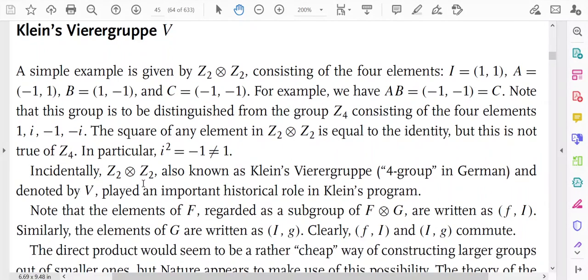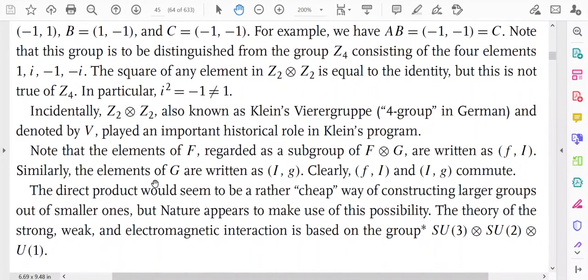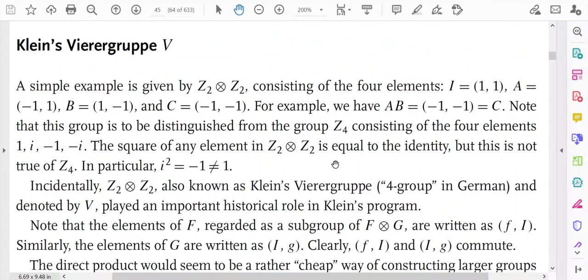So, this Z2 × Z2 group is known as Klein's Vier group. This is a German word, and Vier group means 4 group, and it has some special significance. And another thing to note is that the elements of F, regarded as a subgroup of F × G, are written as (F, I). So F is regarded as a subgroup and its elements are written as (F, I). Similarly, the elements of G are written as (I, G), and clearly (F, I) and (I, G) commute. So this is the concept of the Klein's Vier group V.